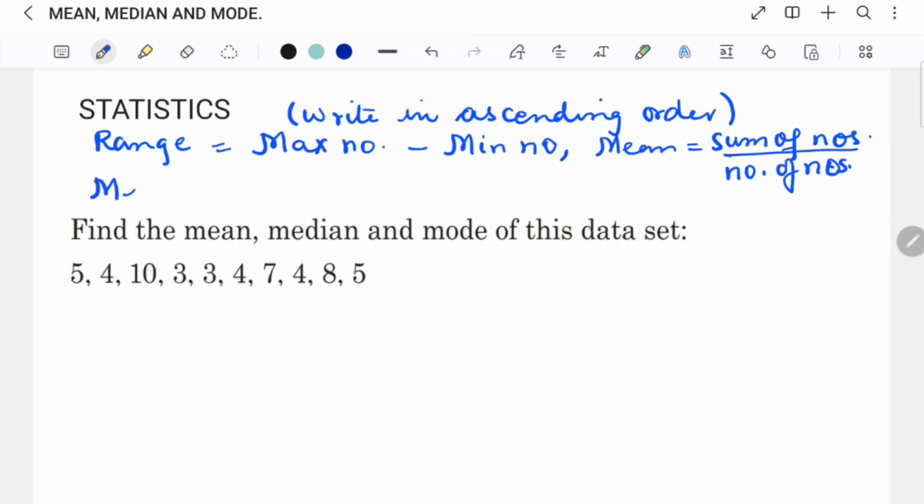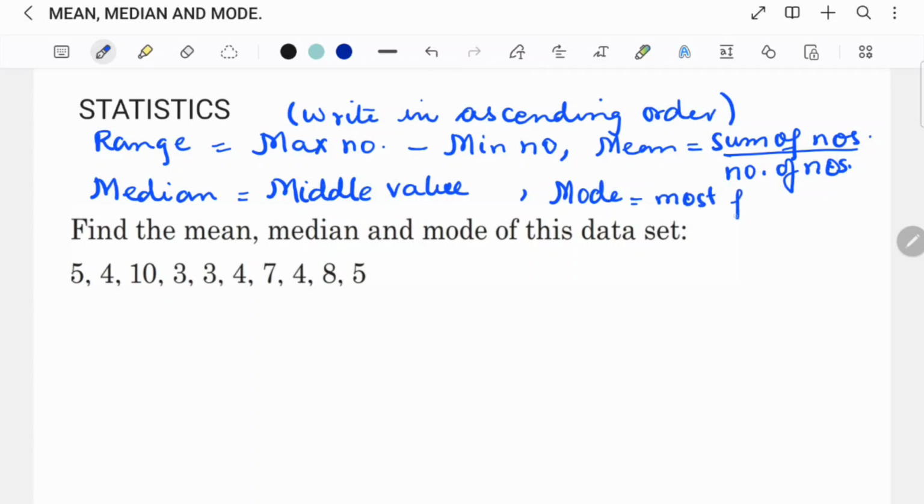For the median, when you write the data in ascending order, you can easily find the center number. The middle value is the median. For finding the mode, it is the most frequent number, the most repeated number, the one coming the most times in your data. So let's start some questions, then you can understand more.